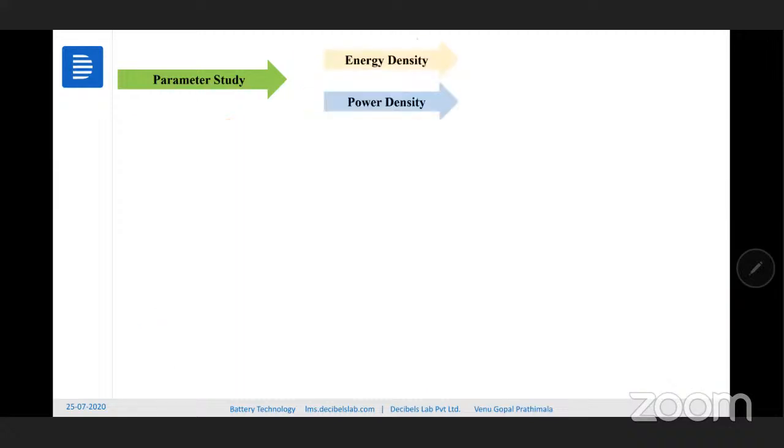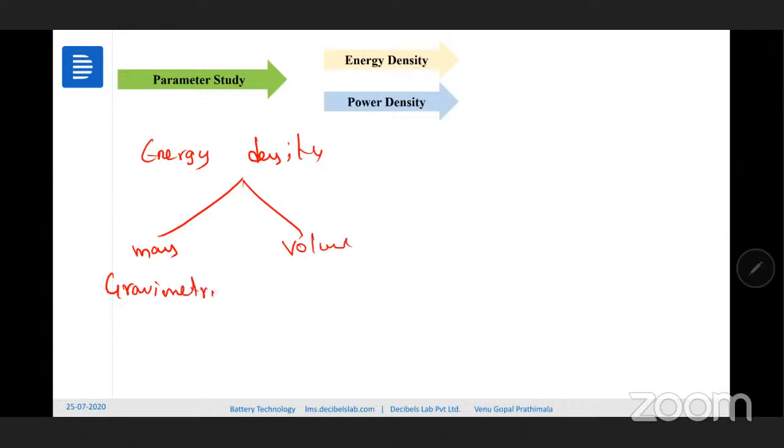Moving on, the next one is energy density and power density. So energy density, as I told you before, has two terms. Energy density can be classified into two things, based on mass and based on volume. Based on mass, it is called gravimetric energy density. And based on volume, it is volumetric energy density.